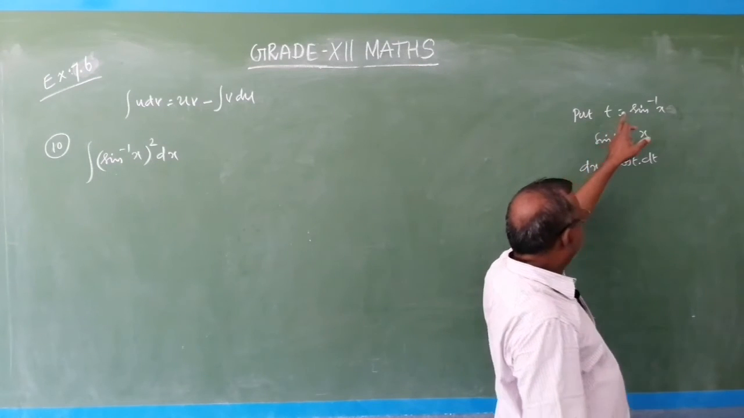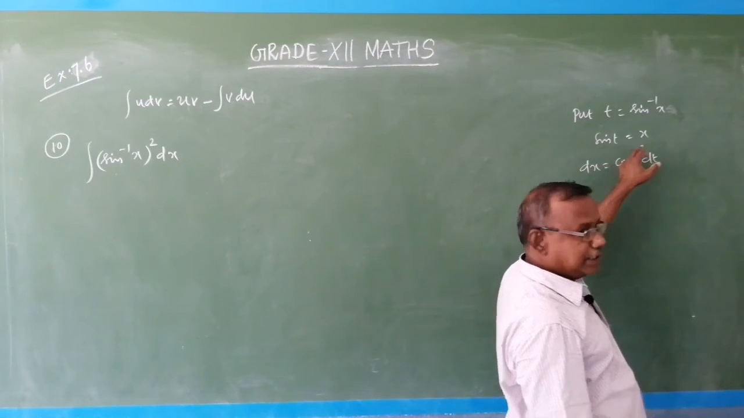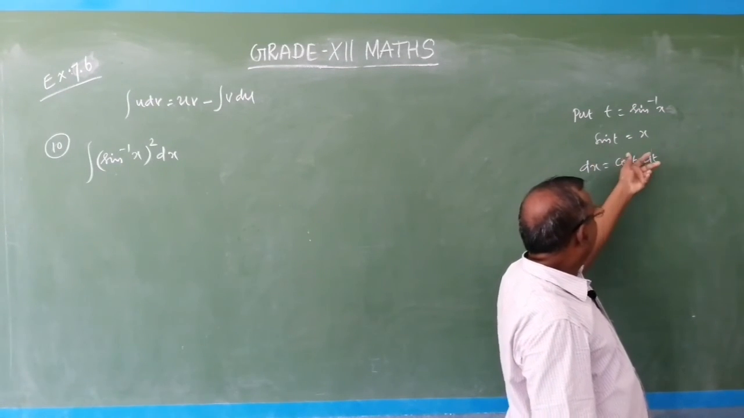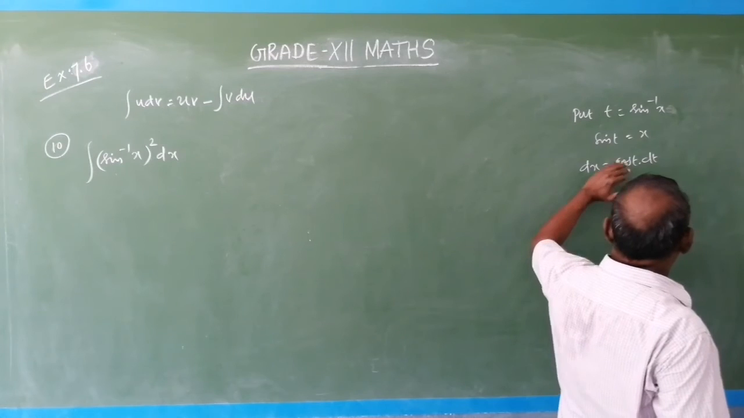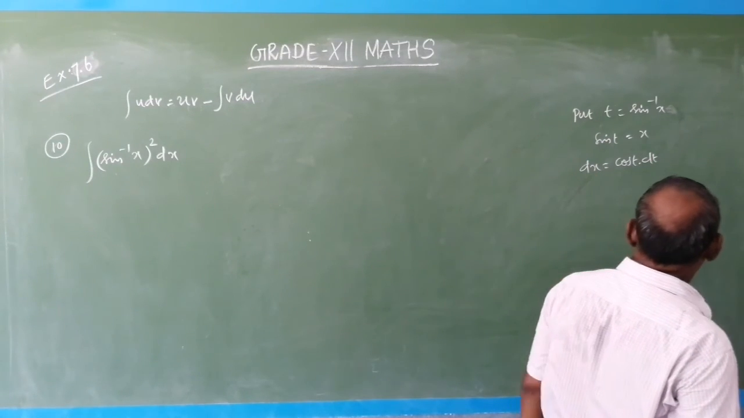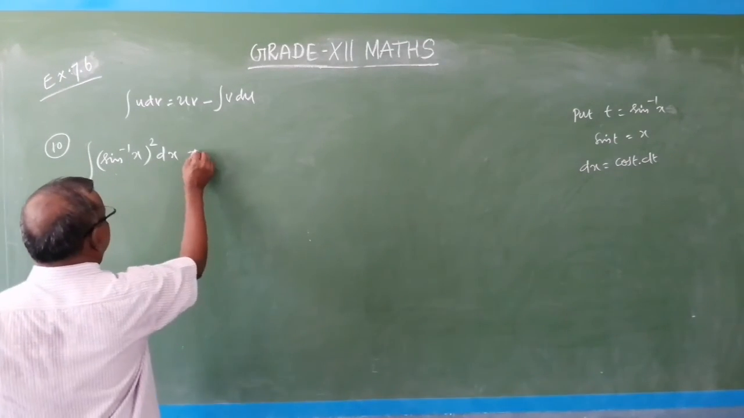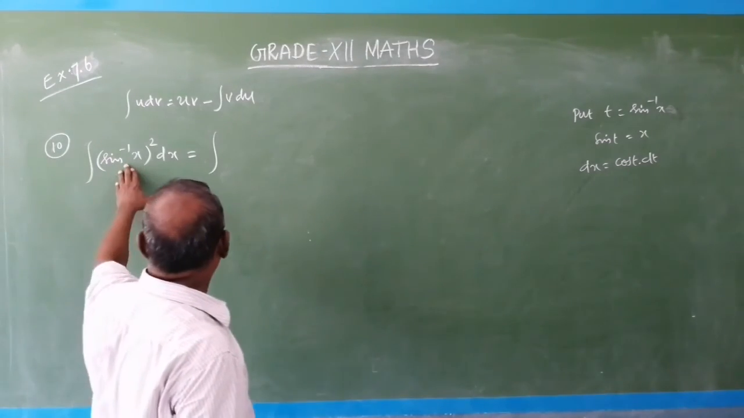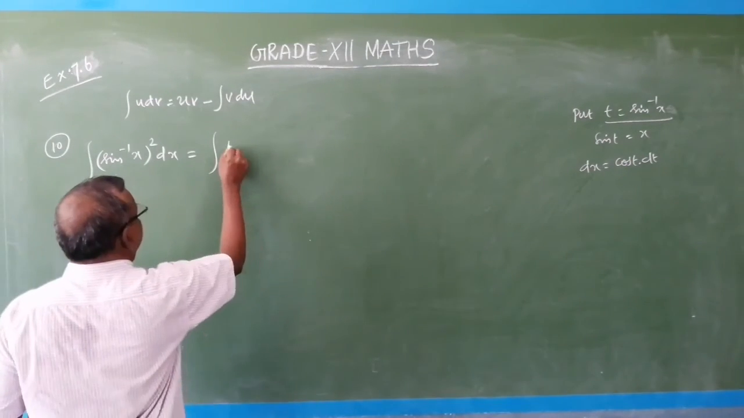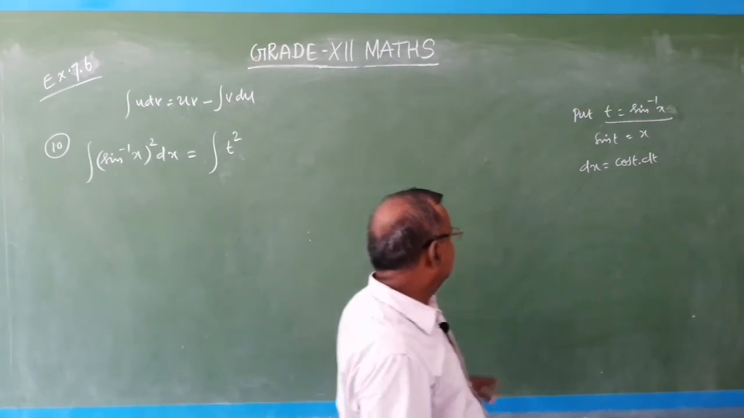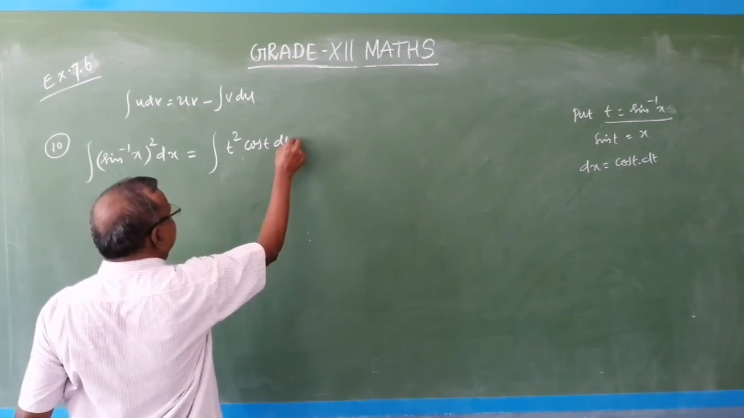So, put sin inverse of x equal to t, so sin t equal to x. Differentiating on either side, sin t gives cos t and x gives dx by dt. So, dt can be brought to the left side, so dx equal to cos t into dt. Now, substituting, this can be written as the integral of sin inverse of x whole square, which means t square, and dx equal to cos t into dt.